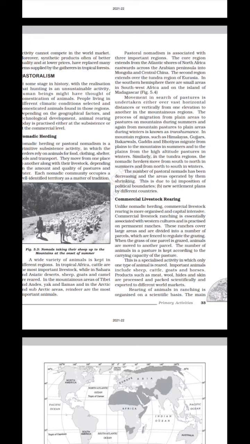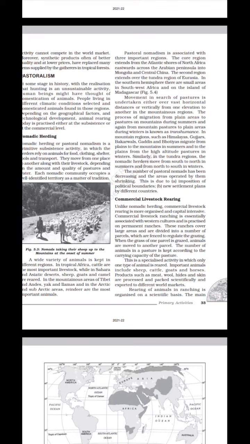Similarly, in the tundra regions, the nomadic herders move from south to north in summers and from north to south in winters. The number of pastoral nomads has been decreasing and the areas operated by them shrinking. This is due to imposition of political boundaries and new settlement plans by different countries.